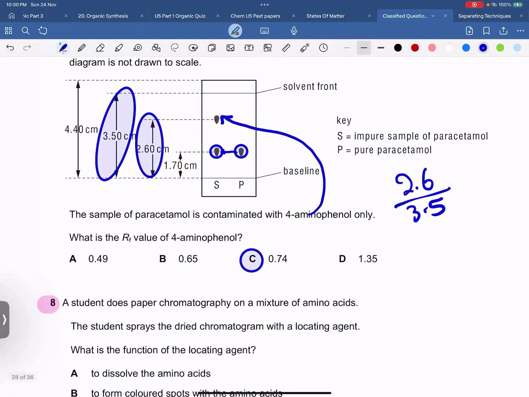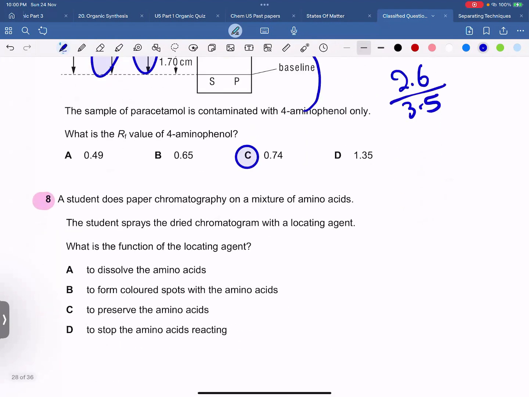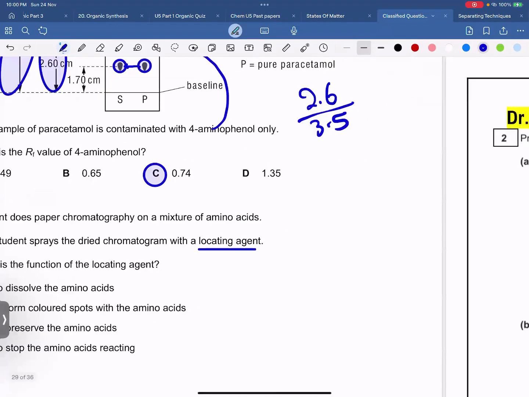Okay, remember that. A student does paper chromatography on a mixture of amino acids. The student sprays the dried chromatogram with a locating agent to make the invisible spots visible. What is the function of the locating agent? To form colored spots with the amino acids.